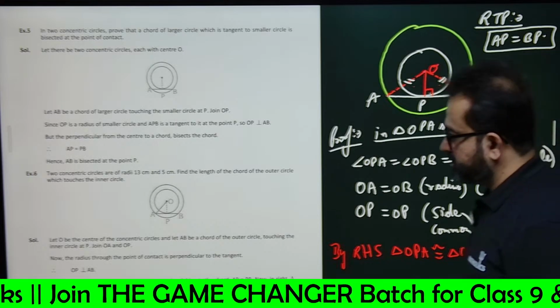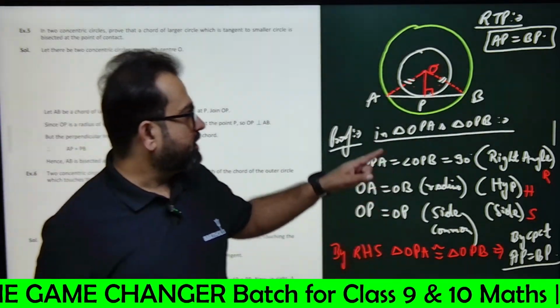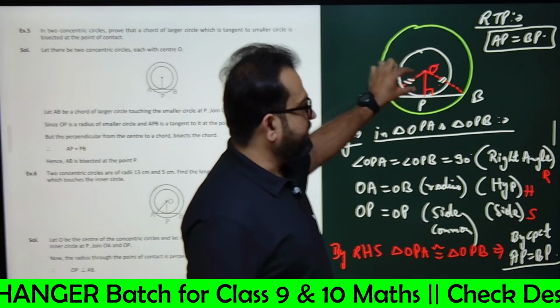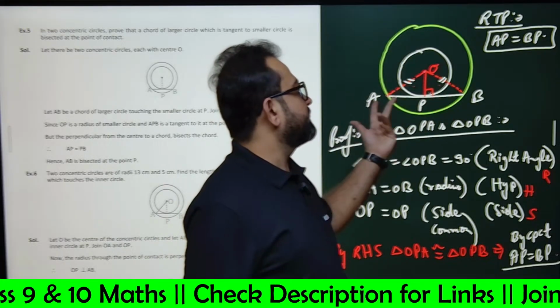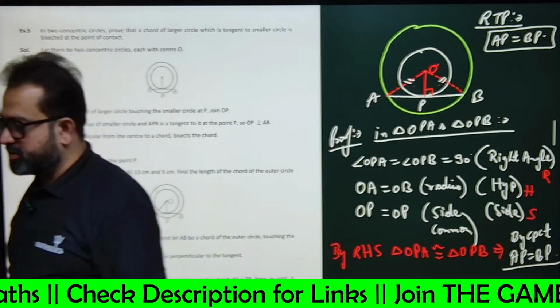Copy it. You know how we proved? Right angle, hypotenuse and side. So by RHS criteria, triangles are congruent. If the triangles are congruent, their corresponding parts are also equal. Copy it.